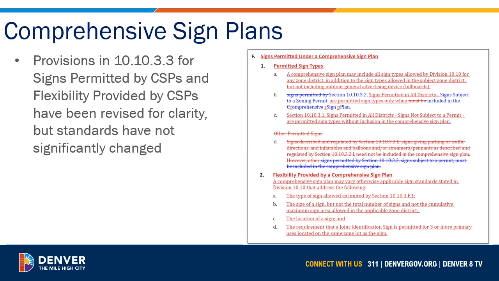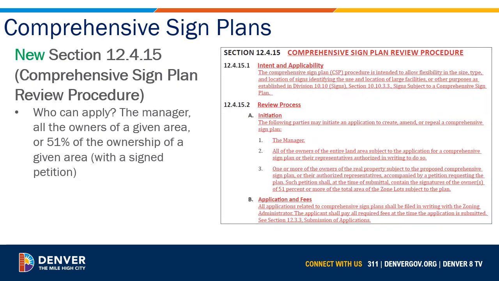Provisions in 1010.3.3 for signs permitted by CSPs and flexibility provided by CSPs have been revised for clarity, but the previous standards have not been significantly changed. A new section in Division 12.4, Zoning Application and Review Procedures, has been established for the Comprehensive Sign Plan process. Section 12.4.15, Comprehensive Sign Plan Review Procedure, details procedural steps and the review process.